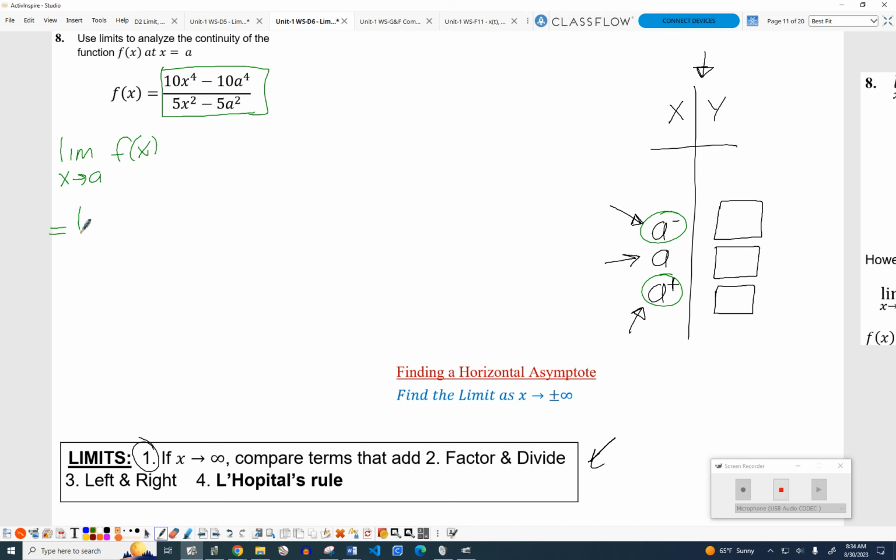I always look for the easy factoring first. You always get 2 lessons in one in my class. So the easy factoring is to pull out a 10. That's going to leave x to the 4th, subtract a to the 4th. On the denominator, I can pull out a 5.